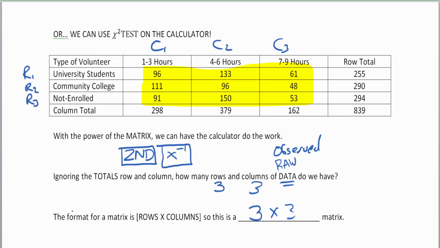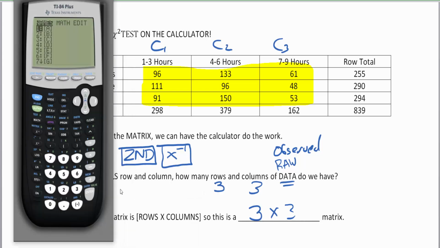Now, I don't want to write down every single keystroke that you're going to perform on this calculator, so it's best to bring your calculator out and follow along with me. So you clicked your second X inverse key. Now what we have to do is use the right arrow to move to edit. We're going to edit the matrix.